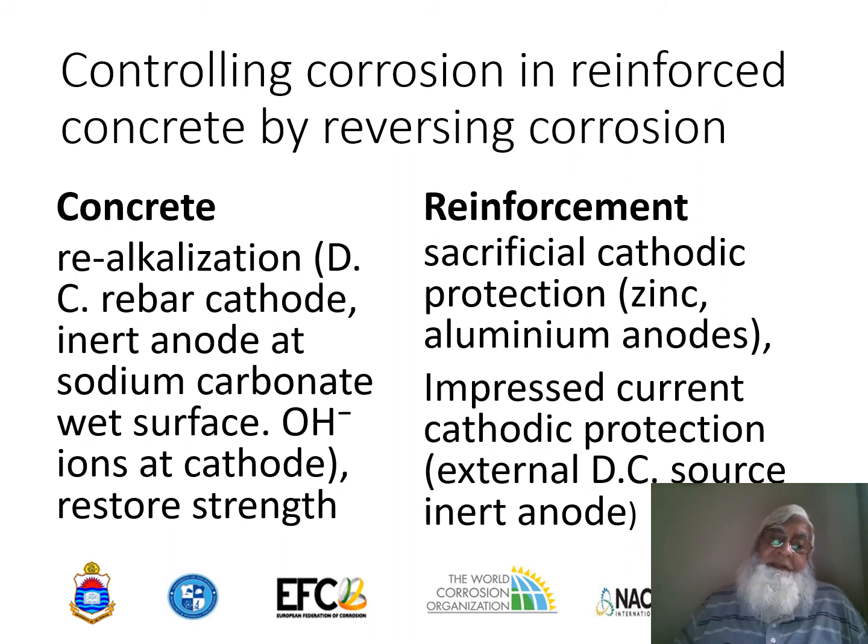Whereas corrosion is likely to take place at the anode, since we are using inert anodes, like carbon or iron silicon, they have a very low corrosion rate, and carbon doesn't corrode at all under anodic conditions. And so they can protect the reinforcement in the concrete by reversing the corrosion reaction.